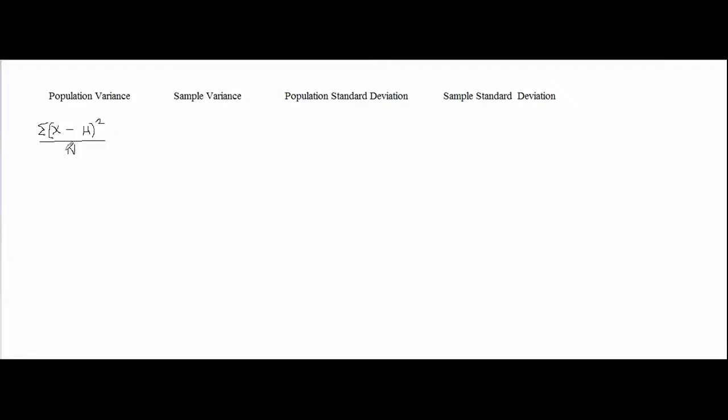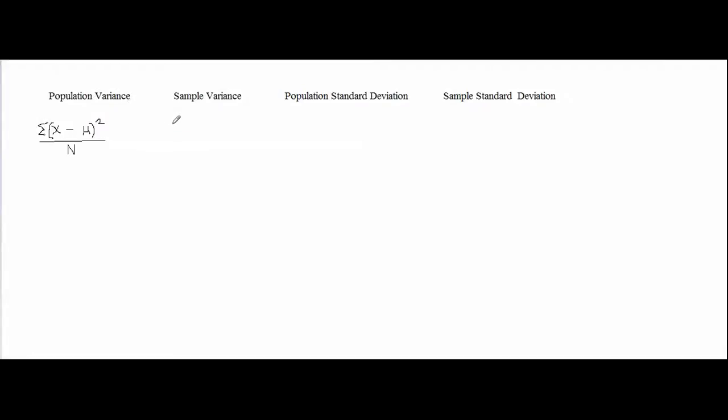What this N on the bottom is saying is to divide the total of the squared deviations by the population size, by the number of people in the population. The capital N stands for the number of people in the population. So when we divide the total of the squared deviations, which we have on top, by the population size on the bottom, we get the average or the mean of the squared deviations, which is the population variance.